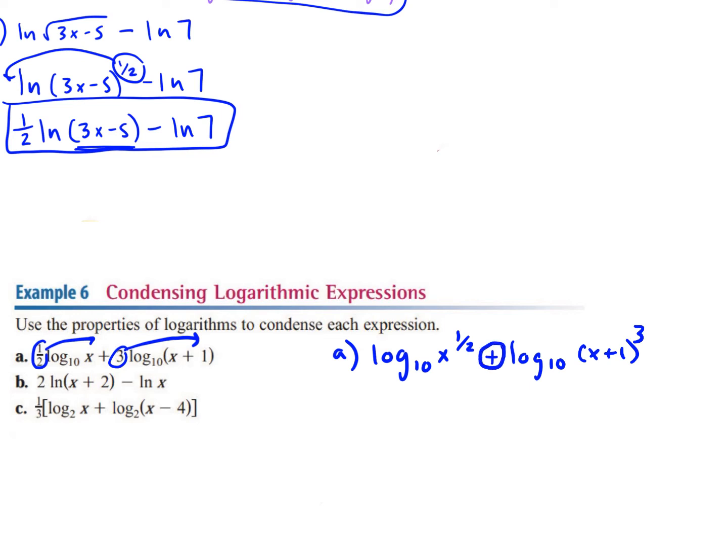Now I'm adding, so how do I condense when I'm adding? Multiply. So when you condense, we get rid of one of the logs, so we're only going to have one log. So log of x to the 1/2 power times x plus 1 cubed. This would all go in parentheses because it's the log of all of that.